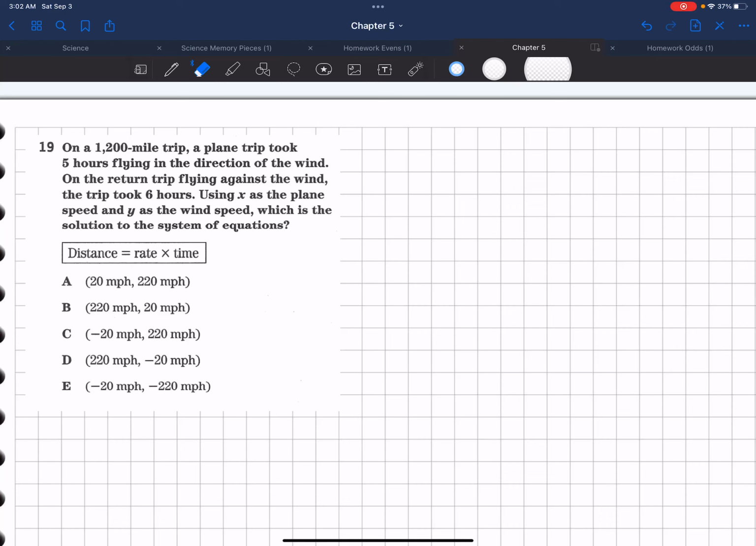Y'all, I was just talking away again, and I realized that I had a malfunction. So I am back with number 19. And I love this problem. This is a very good question.